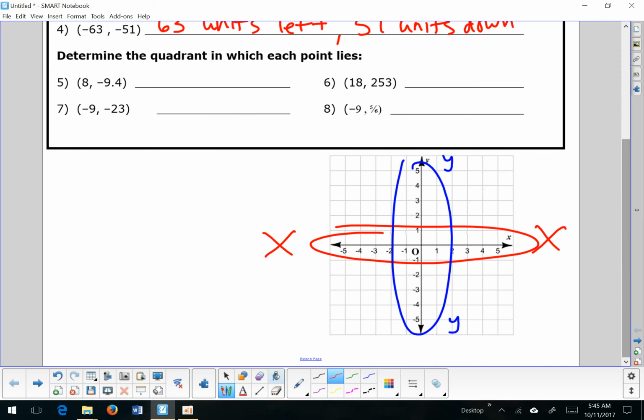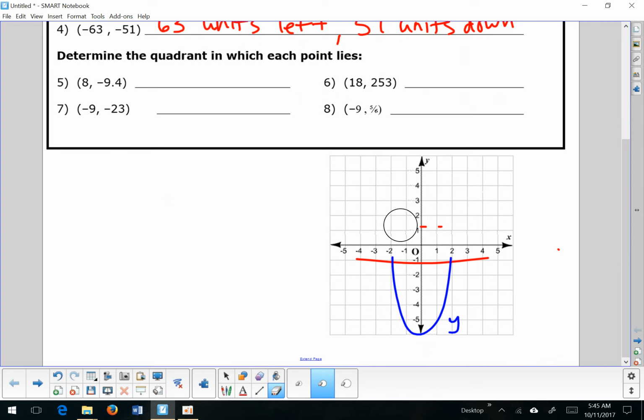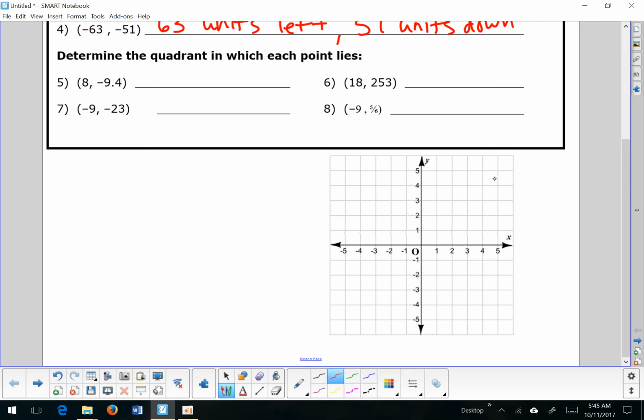Now let's review our quadrants. So here on the coordinate plane, when your two axes intersect, they create 4 separate sections. Those are called quadrants. Quadrant 1, all points are entirely positive. In quadrant 2, only the x-coordinates are negative. In quadrant 3, all points have negative coordinates. And for quadrant 4, only the y values have negative coordinates.